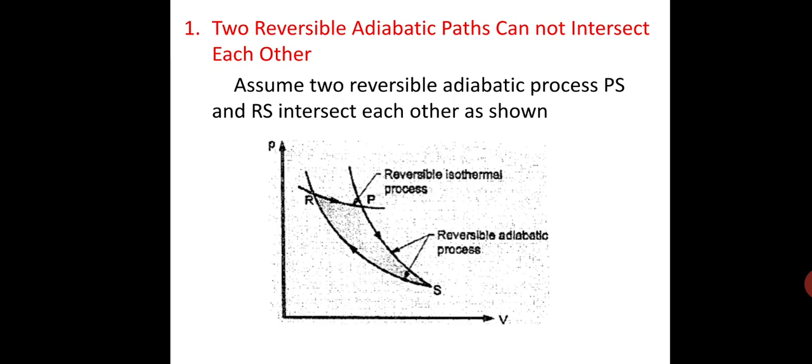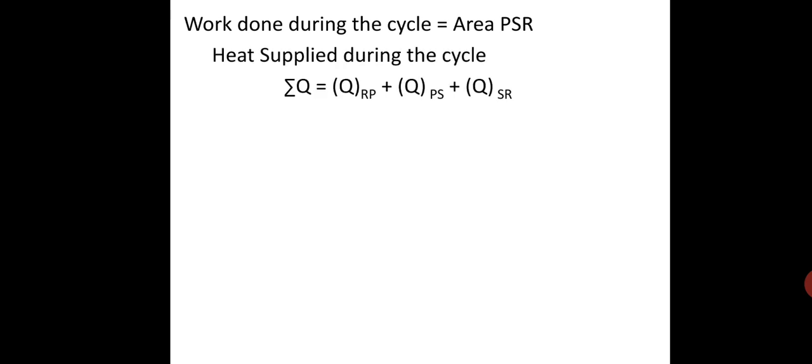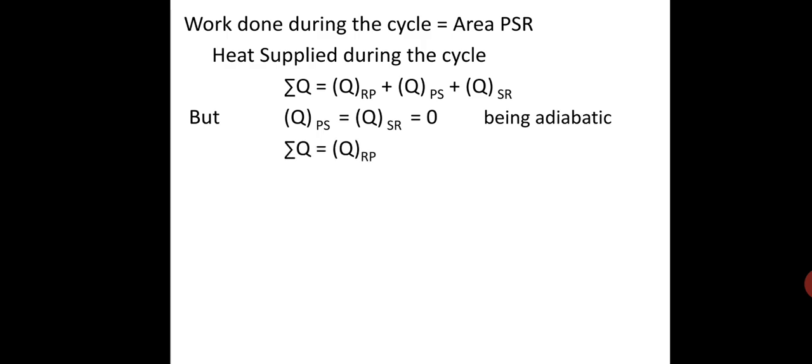Now the work done during the cycle is equal to the area PSR. Heat supplied during the cycle is equal to the summation of Q, equal to Q_RP plus Q_PS plus Q_SR, meaning the summation of total Q. But Q_PS equals Q_SR equals 0 because they are adiabatic processes. Therefore, summation Q equals Q_RP.